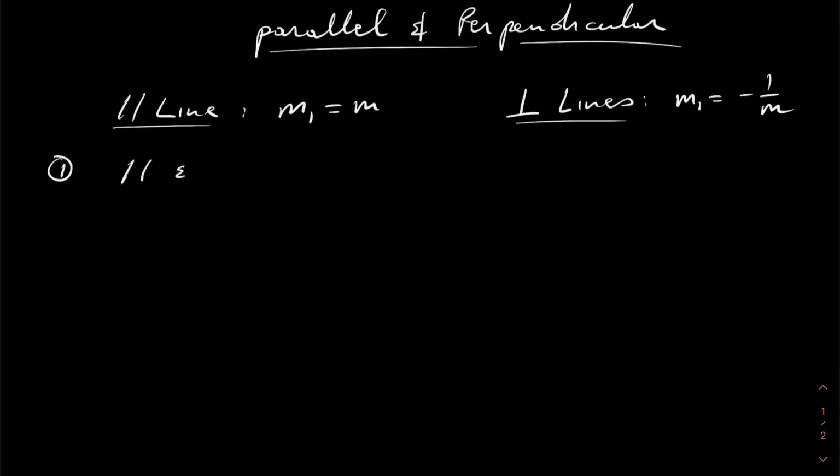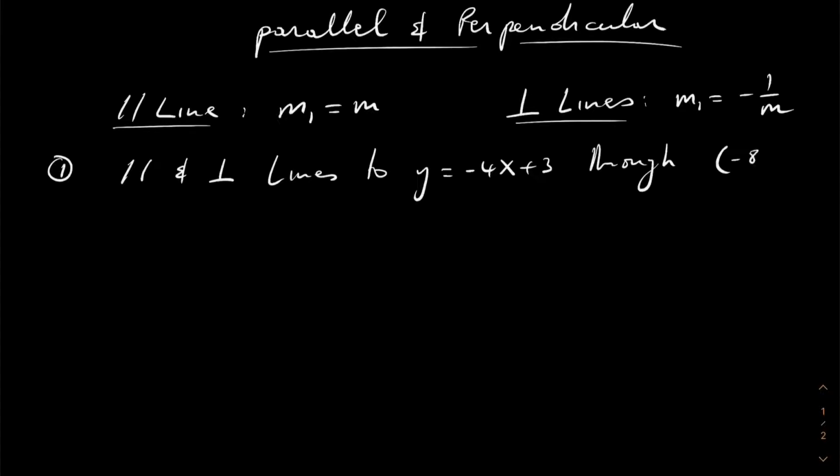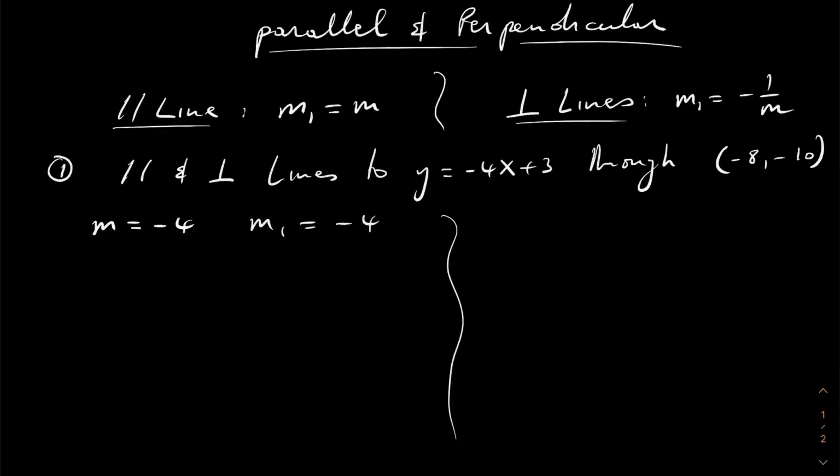If you were asked to find a parallel and perpendicular line equation to the line y equals 4x plus 3, and going through the point of coordinate -8, -10, this is what you would do. First off, let's find the line that's parallel to the line y equals 4x plus 3 and going through the point -8, -10. Since this line has a slope m equals 4, our new line with slope m1 would have the exact same slope. So we're going to have m1 equals 4 as well.